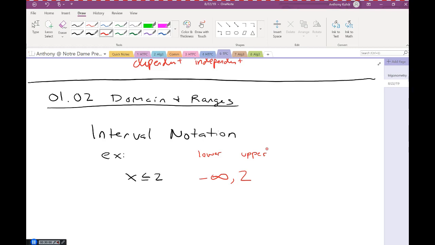Next thing we need to do is indicate whether that lower bound or upper bound is included in our interval or not included in our interval. So let's start with the lower bound. That's negative infinity. Can we ever arrive at negative infinity? No. So should infinity or negative infinity be included? No, because we can't actually get there, right? So the symbol we use for something being not included is the parenthesis.